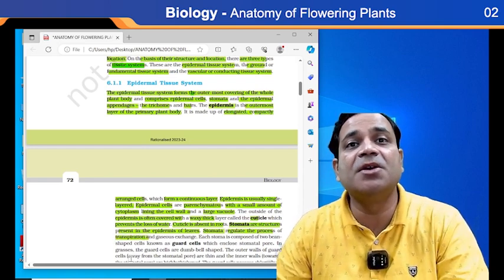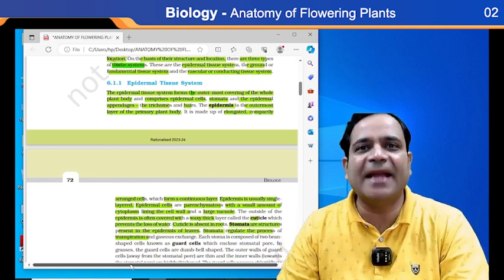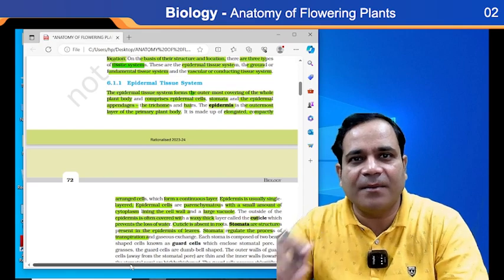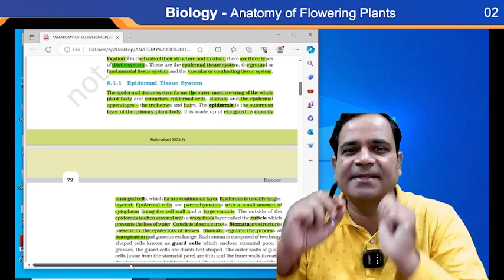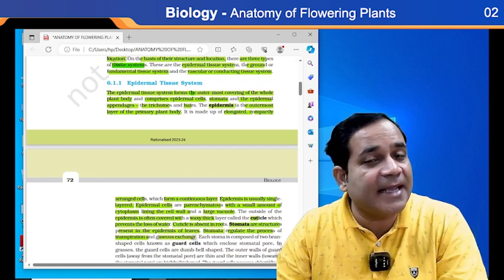See what I'm saying? Transpiration. Do you know the meaning of transpiration, my dear? Transpiration means excessive loss of water from the leaves. That is known as transpiration, as well as the exchange of gases, gaseous exchange.